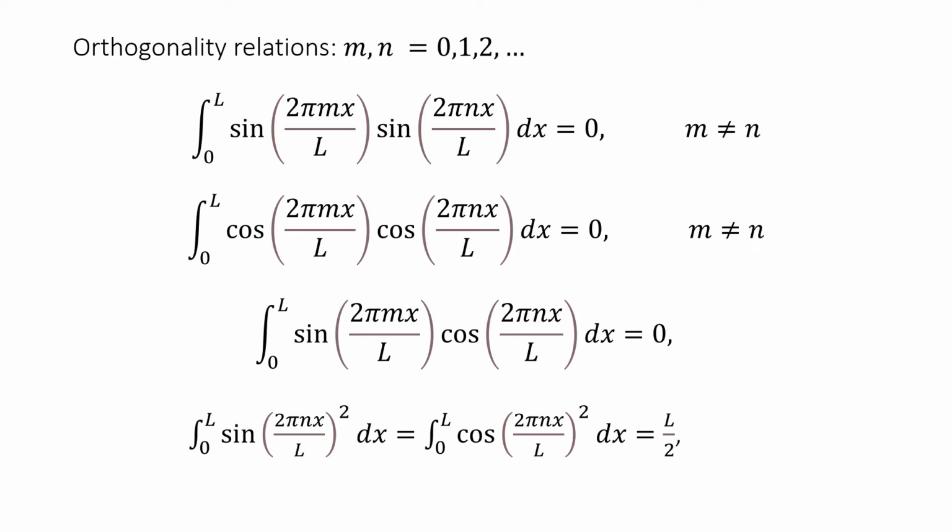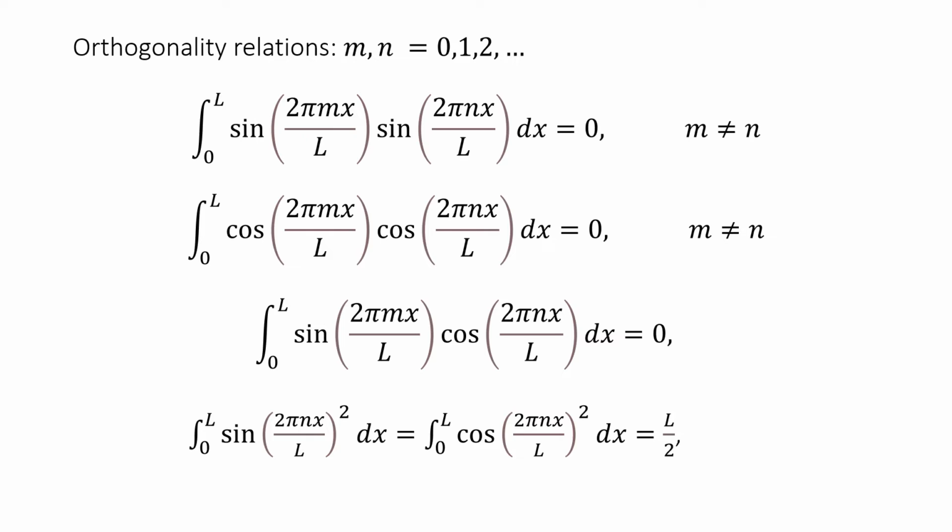Then, first, the integral from 0 to L of sine of 2 pi mx over L times sine of 2 pi nx over L dx equals 0. Second, if m and n, again, are different integers, then the integral from 0 to L of cosine 2 pi mx over L times cosine 2 pi nx over L dx equals 0 again. And furthermore, for any choice of integers m and n from 0 up to infinity, we've got the following relation, namely the integral from 0 to L of sine 2 pi mx over L times cosine 2 pi nx over L dx equals 0.